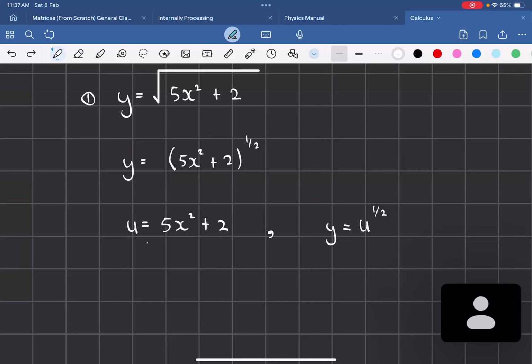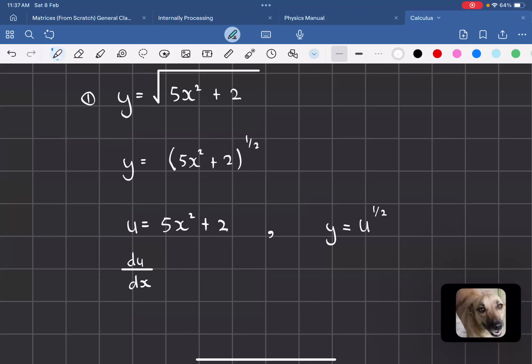So we say, okay, let u be equal to 5x squared plus 2. If u is equal to that, then y is equal to u to the power of half. Kiara, can we differentiate both of these terms easily? Yes. So I'm going to call upon Nicholas to help me here. Nicholas, differentiate this for me. 10x.